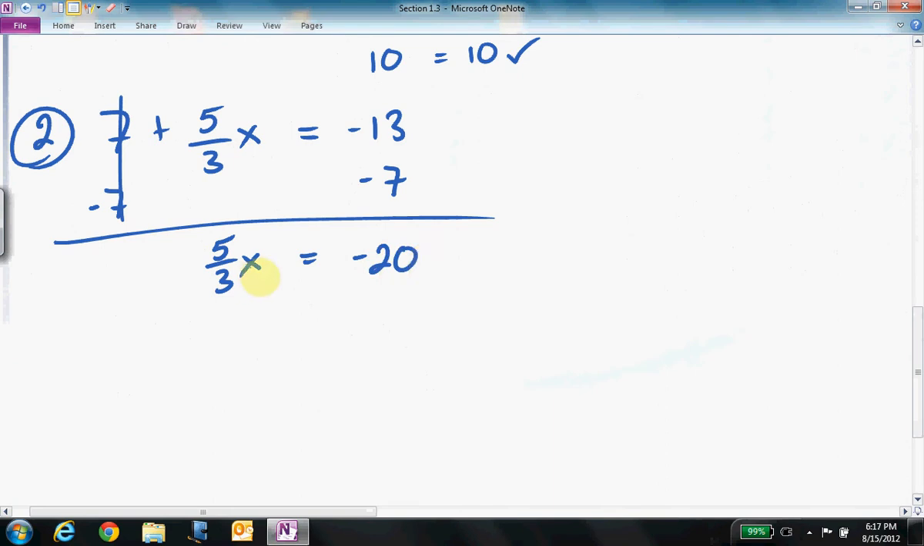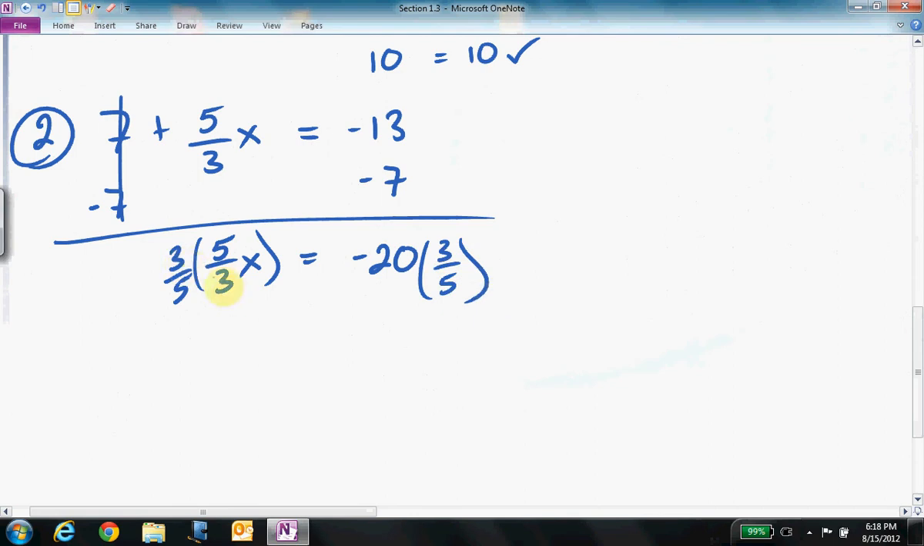Alright. So, unlike the previous example where we just had a whole number attached to it, now we have a fraction. So we need to get rid of this fraction. What can we do to this side of the equation to make 5/3 equal 1? Well, you can either divide by 5/3, or when working with fractions, I like to multiply. So I'm going to multiply by the reciprocal. The reciprocal of 5/3 is 3/5. So I'm going to multiply both sides by 3/5.